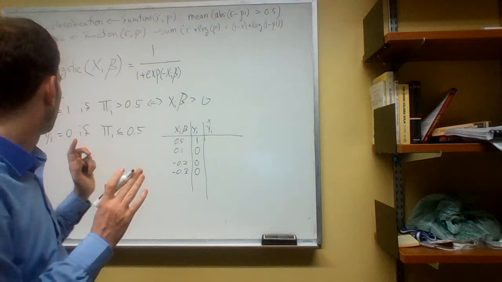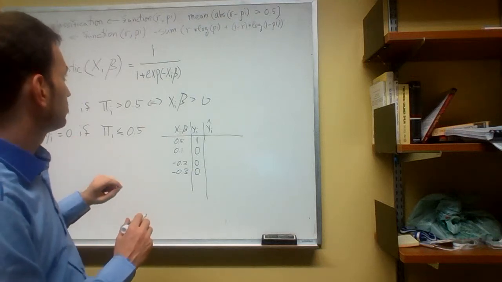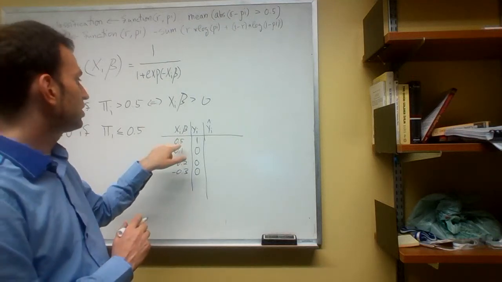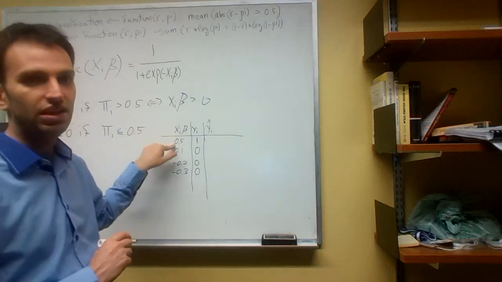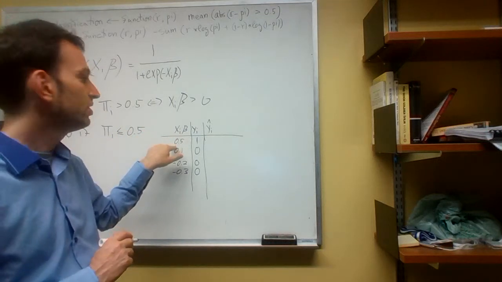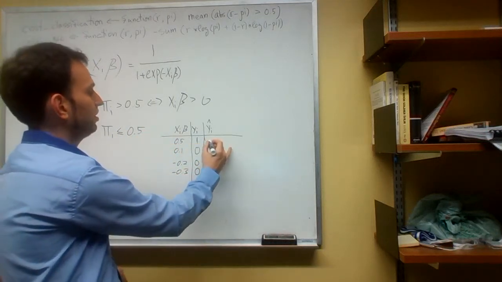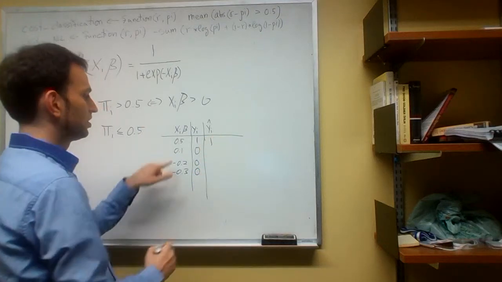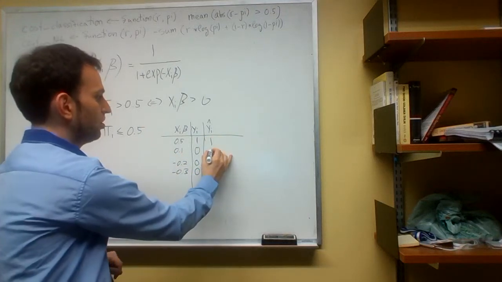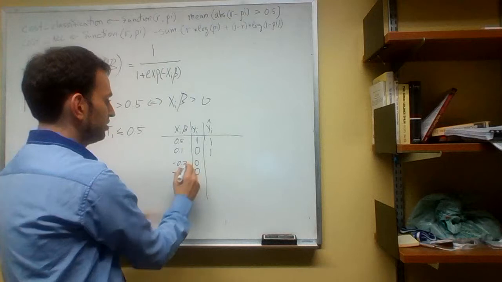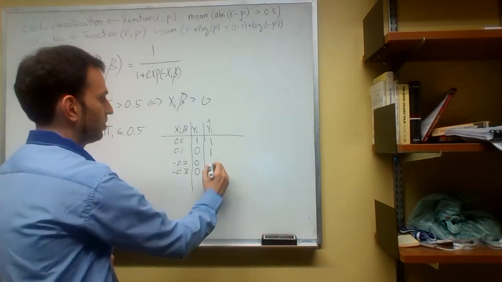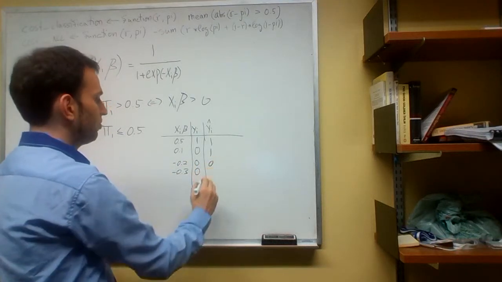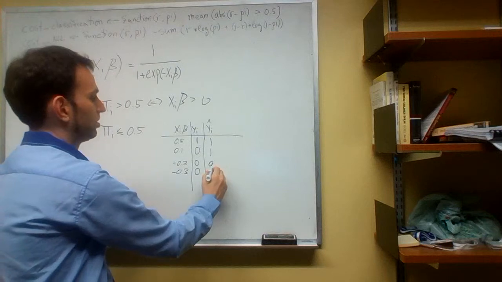So let's do the prediction. So here xi beta is greater than 0. That means that the prediction is going to be 1. Here the prediction is going to be 1 as well. Here xi beta is negative, so the prediction is going to be 0, and here the prediction is going to be 0.